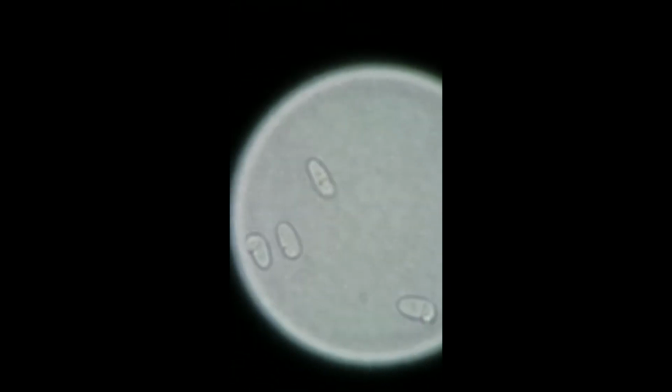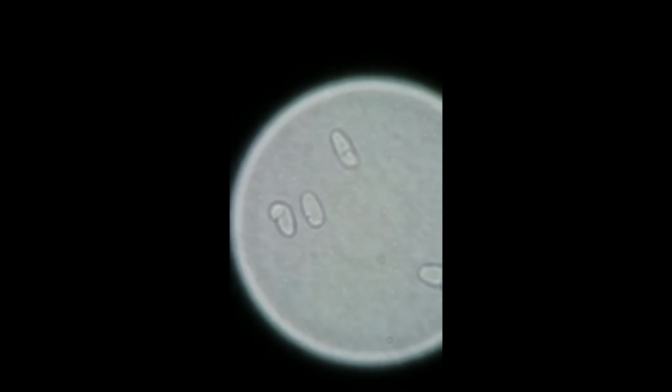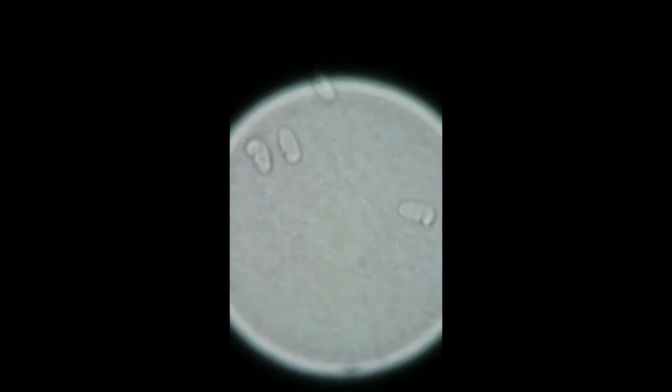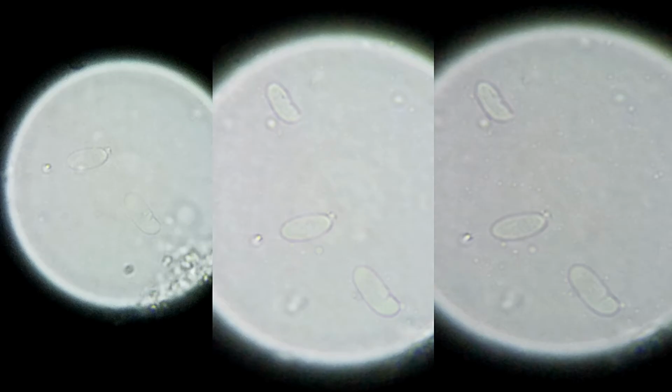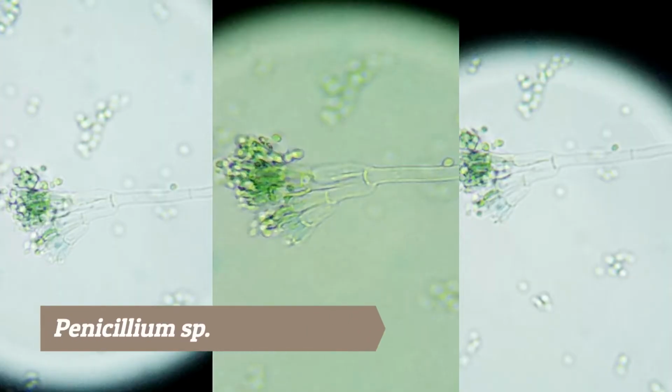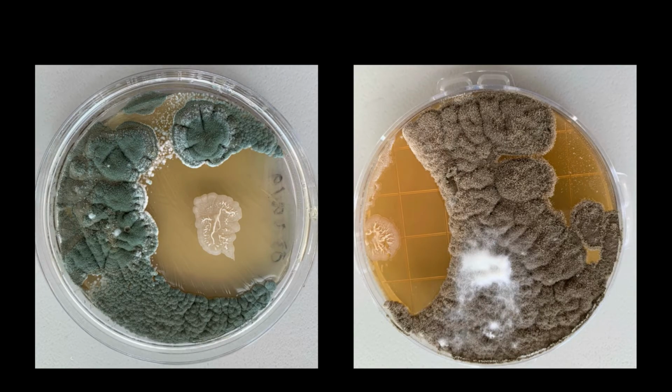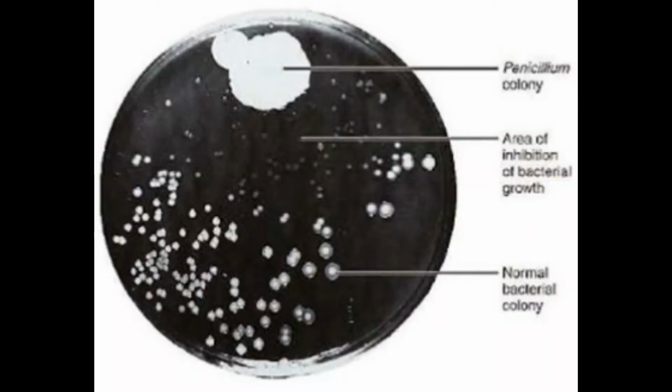Here you have it. Normally they look like this under the microscope. And here you have the Penicillium. Very interesting. Here you have the two plates. Clearly you can see the inhibition zones of these plates.